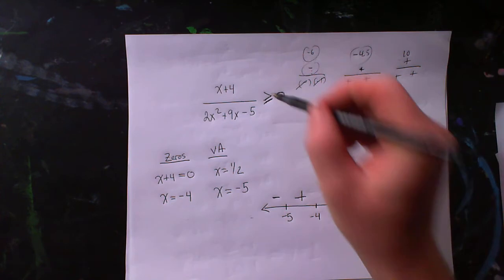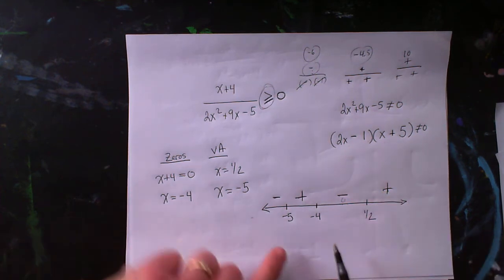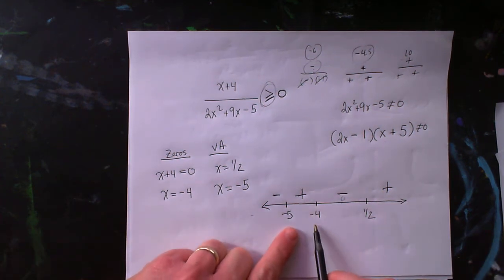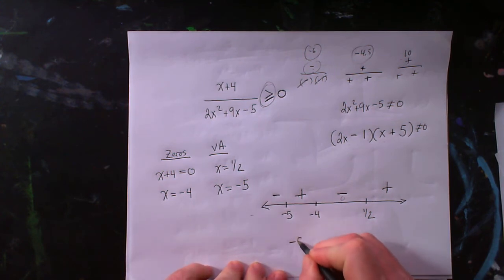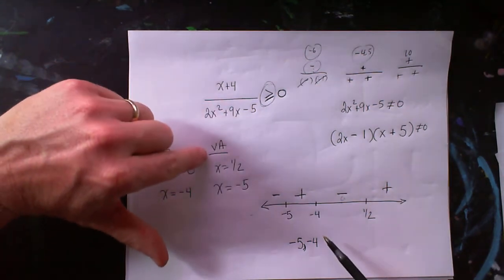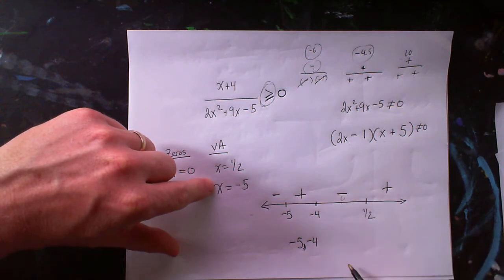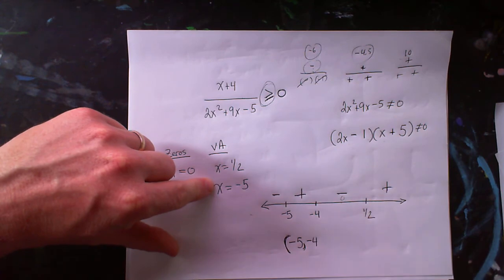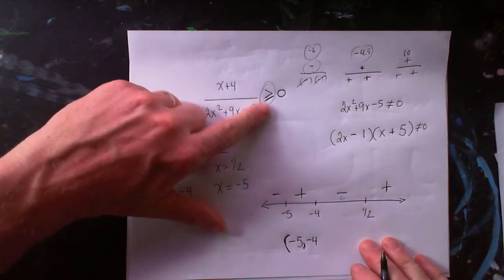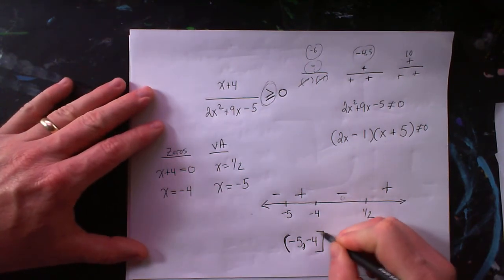What you need to notice is that we are doing an or equal to inequality in this problem. So the negative, as I'm looking, the intervals that work are between negative 5 and negative 4. Because negative 5 is a vertical asymptote and you can never include a vertical asymptote as part of your answer, this is still going to be a parenthesis. Now, because we have or equal to, and the negative 4 is a 0, that will be a bracket.